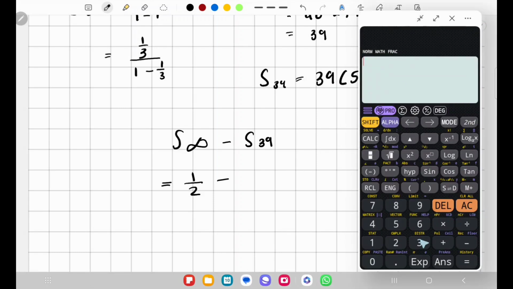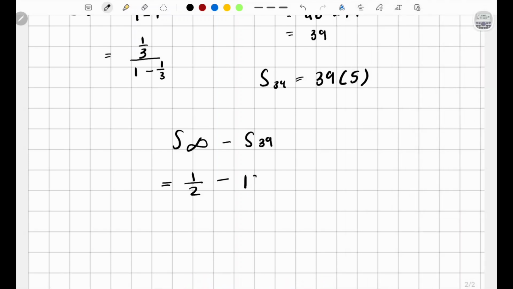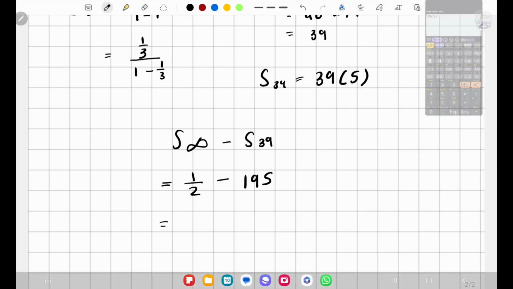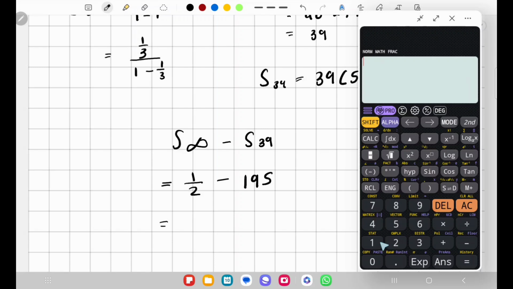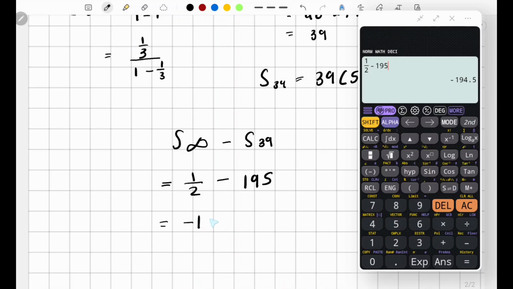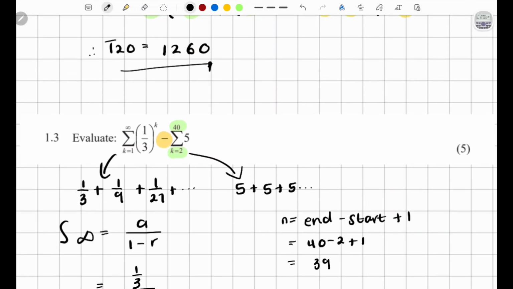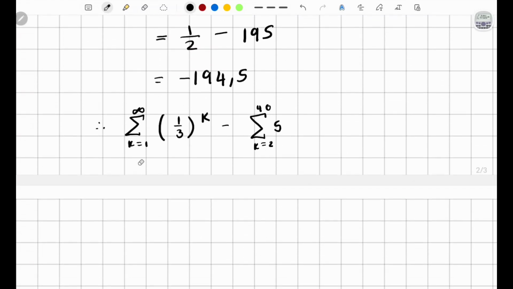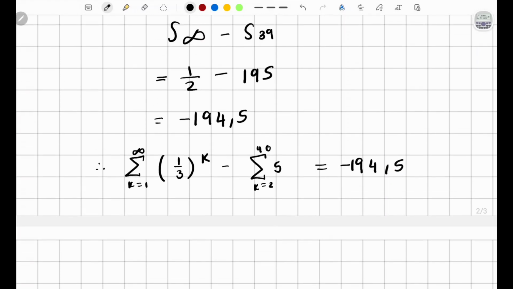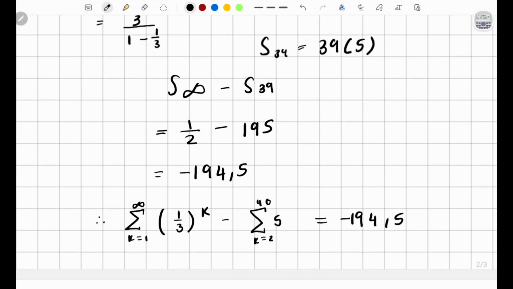So 39 times 5 is 195, and so minus 195, and a half minus 195, let's just find out what that is. And our answer, you can put it as a decimal as well, just leave it as a decimal, is negative 194.5. So if you just want to be precise, you can show them the series that they gave you in sigma notation, that minus that is equal to negative 194.5. Okay, so moving on to the next question.